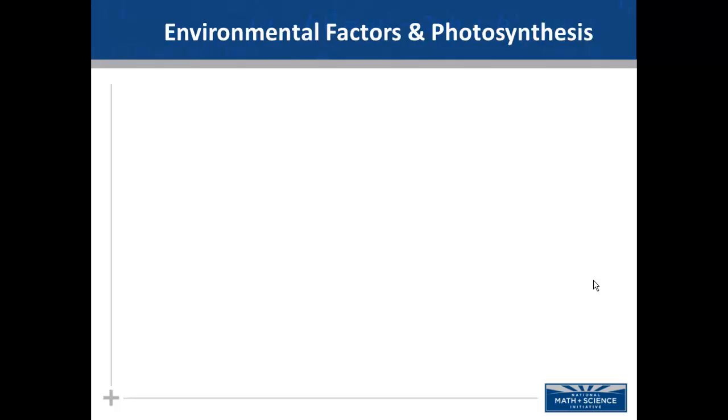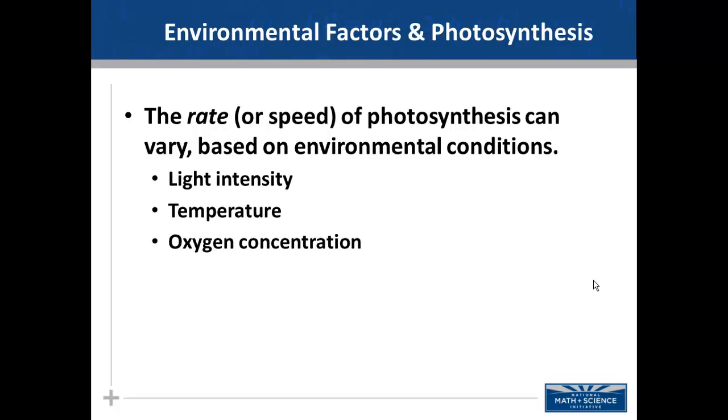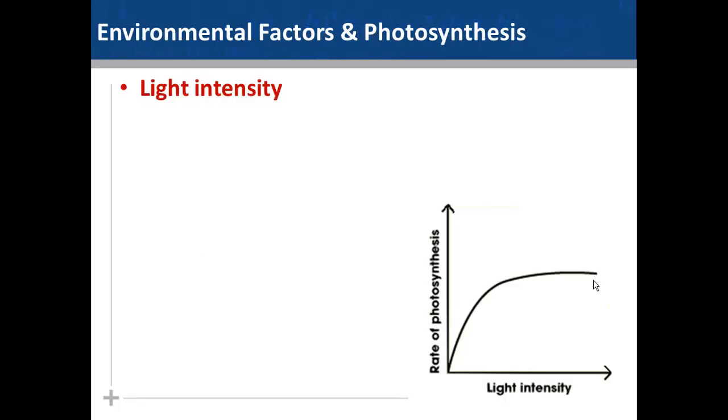Okay. Now, the rate or speed of photosynthesis can vary, and that depends on environmental conditions. We just talked about how we would measure how quickly photosynthesis happens, right? The increase in oxygen or glucose or the decrease in carbon dioxide. But how fast that happens can depend on three major environmental conditions: the first, light intensity, then temperature, and then oxygen concentration. We're going to explore each of these briefly.